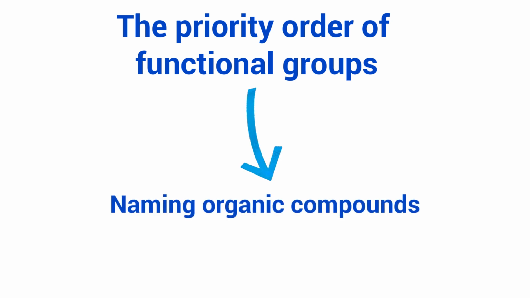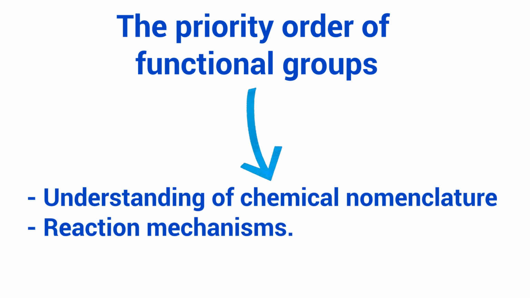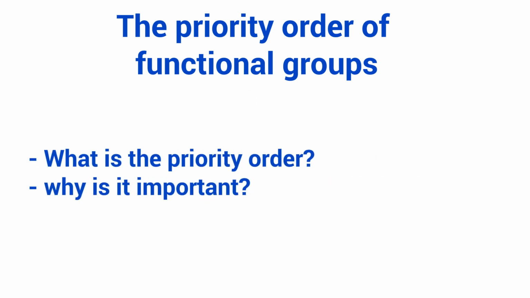Today, we're diving into an essential topic in chemistry, the priority order of functional groups. Knowing the priority order is crucial, especially when naming organic compounds. It's one of those foundational things that can make or break your understanding of chemical nomenclature and reaction mechanisms. So, what is the priority order of functional groups, and why is it important?